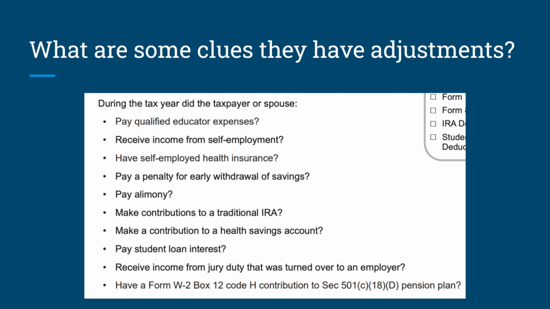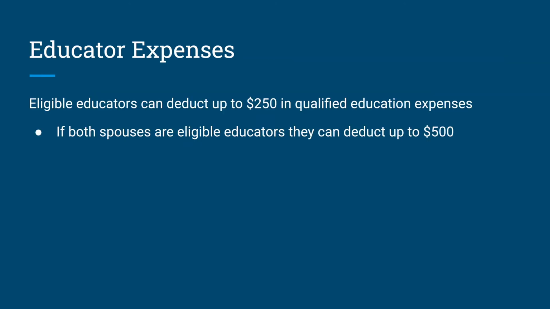And so that checklist is available for you, and it's something that I would keep in mind when you start a return, because if it's on that list, an expense that they have, then there is a good chance that you're going to have adjustments to income. And so now we're going to start talking about some of these in more detail. The first one comes up, and one of the most common ones that I would say that we see at our site is educator expenses.